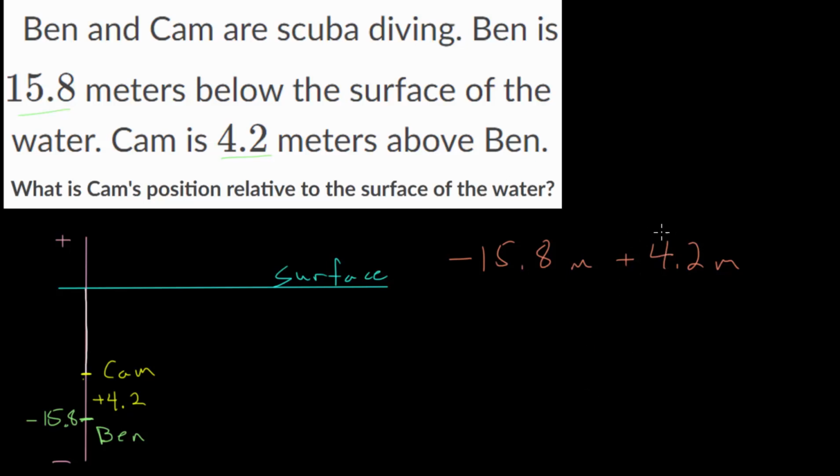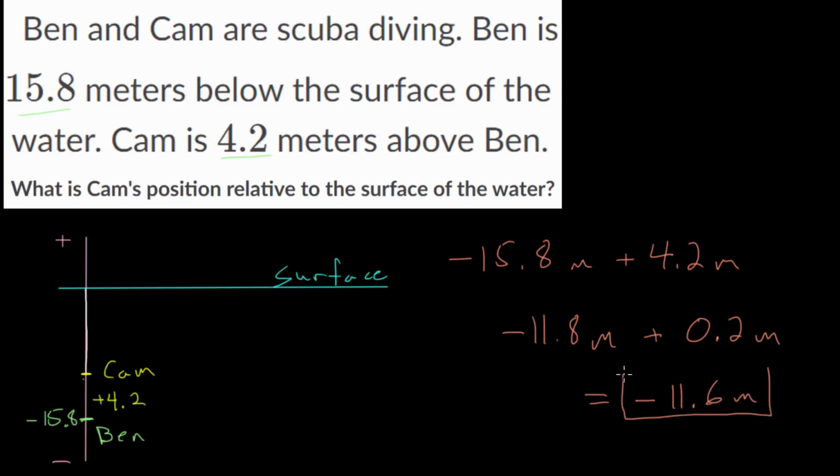We could just start by adding 4 and then add 0.2 to this. If we add 4 to this negative number, we could count that out. Adding 1 brings us to minus 14.8, adding 2 to minus 13.8, then minus 12.8, then minus 11.8. And from there, we just need to add the 0.2 meters. Adding this 0.2 meters will take us to minus 11.6 meters. So this right here should be our final answer.